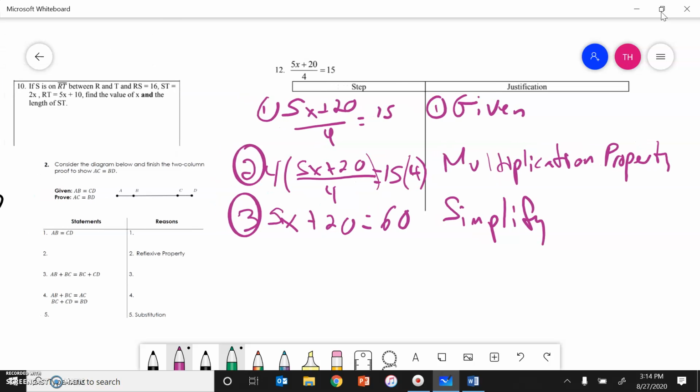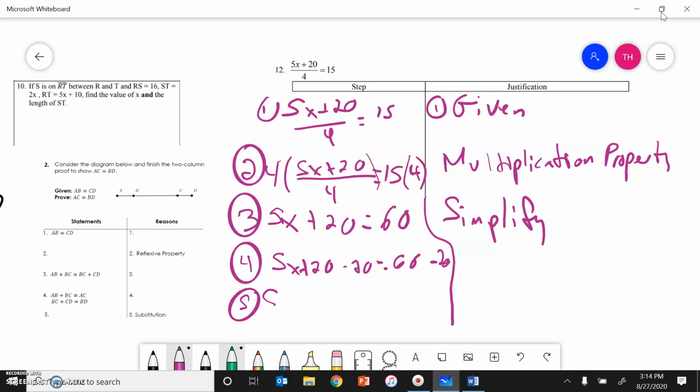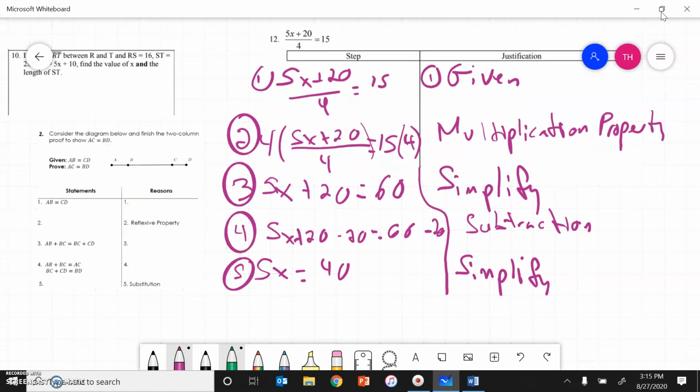And then from there, you would continue solving your equation. Subtract 20 from both sides, so 5x plus 20 minus 20 equals 60 minus 20. And then 5x equals 40. So this up here was the subtraction property. And this again was simplifying. You always simplify after you apply the addition, subtraction, multiplication, or division property.